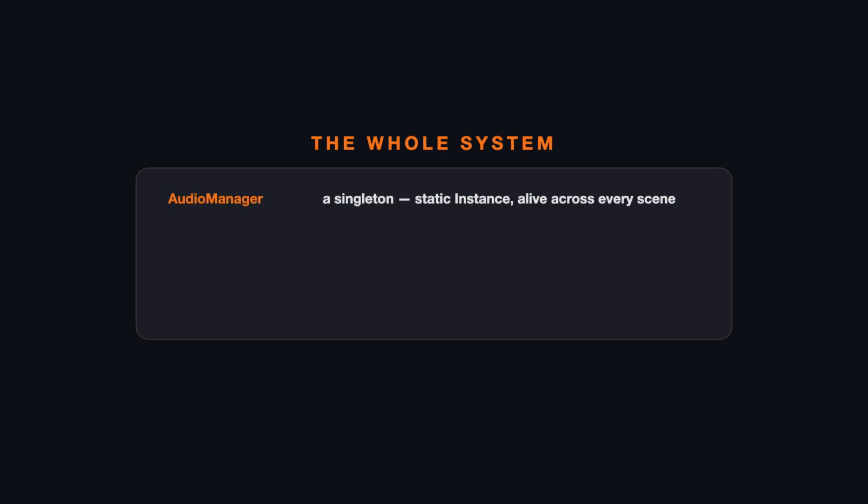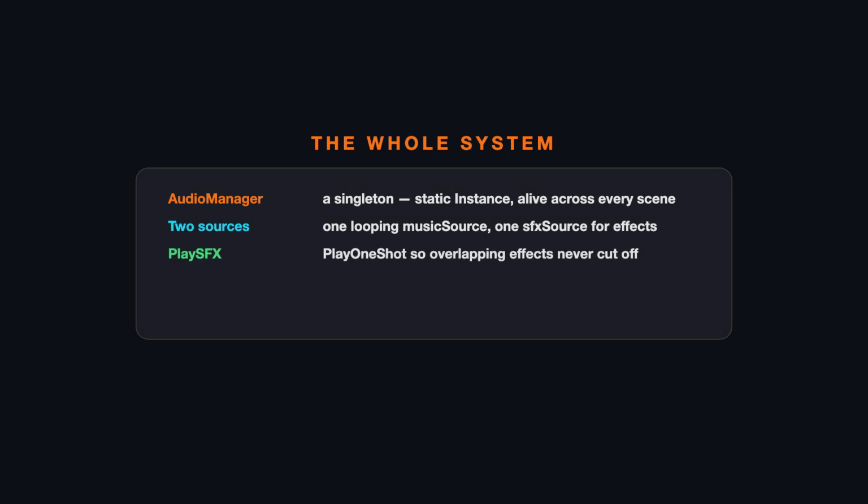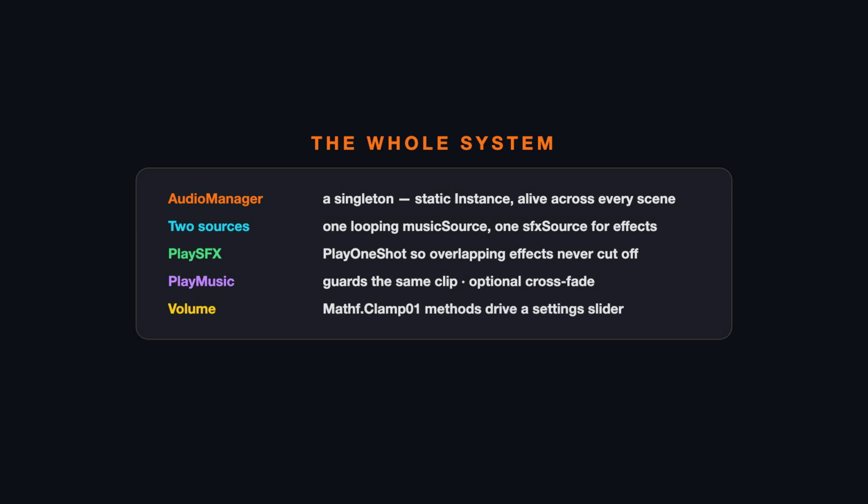Let's lock in the whole system, because this is a real, professional pattern. The AudioManager is a singleton, one static instance, alive across every scene, thanks to the Awake guard and DontDestroyOnLoad. It holds 2 audio sources, one looping music, one for effects. PlaySFX uses PlayOneShot so effects layer. PlayMusic guards the same clip, with an optional crossfade. And Clamp01 volume methods drive it from a settings slider.